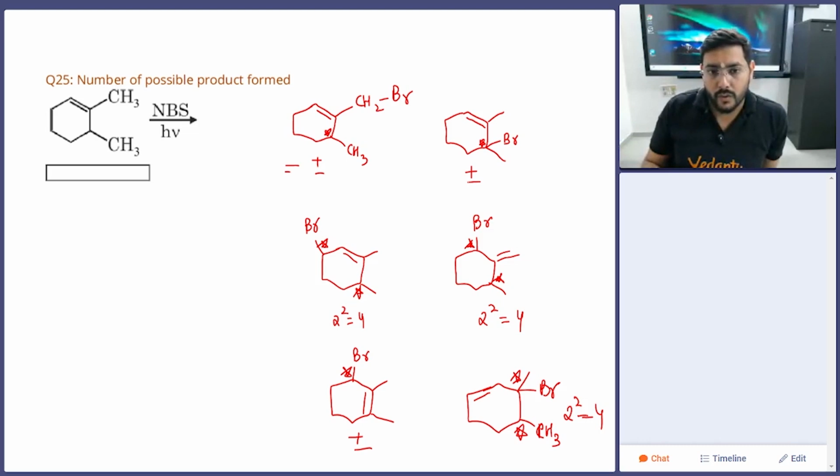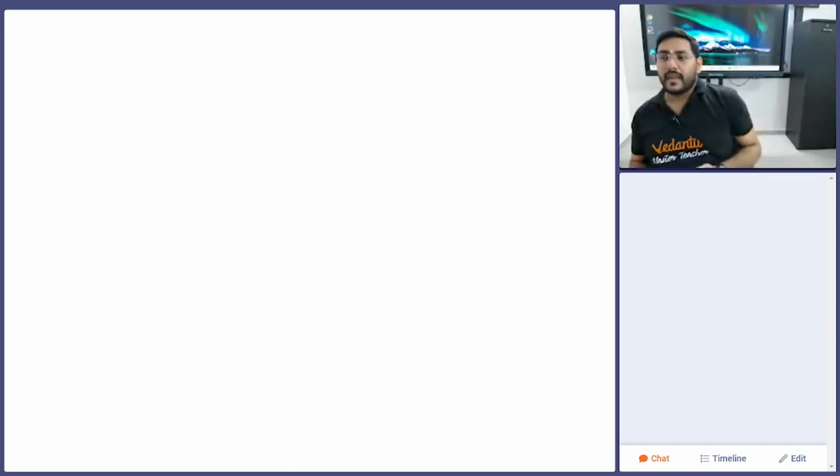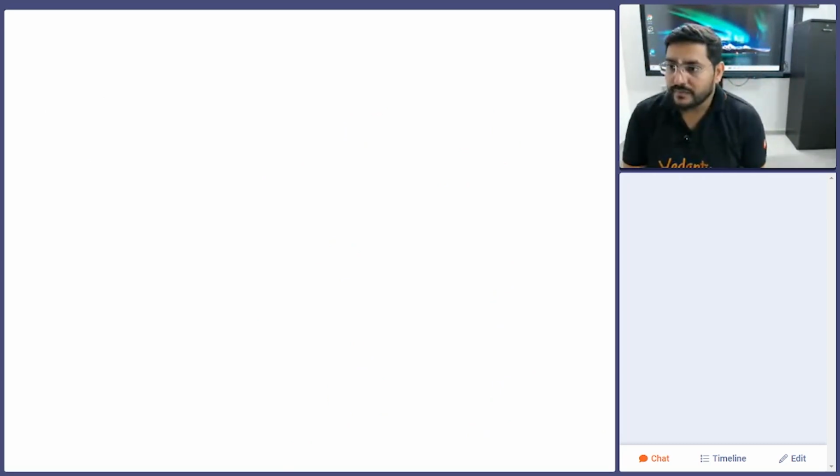So total how many? 2, 2, 4, 4, 2 and 4. So 4 plus 4, 8, 8 plus 4, 12, 12 plus 6, 18. So the right answer for this question is we are going to get 18 compounds. Okay, so the total number of possible products formed is 18. Is this part clear to you guys? Come on everyone. Yes, the right answer is 18 only. Now, I think the chemistry part is clear to you guys. Okay, so let's move towards the next part.